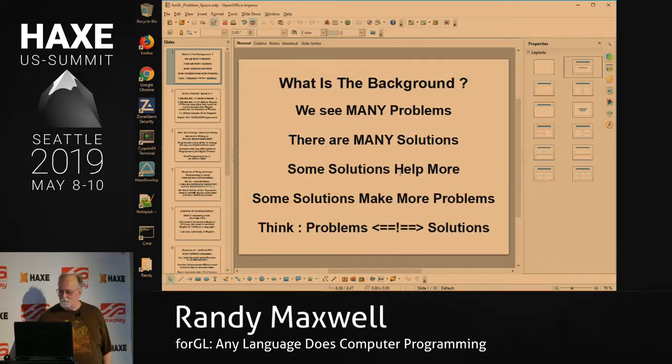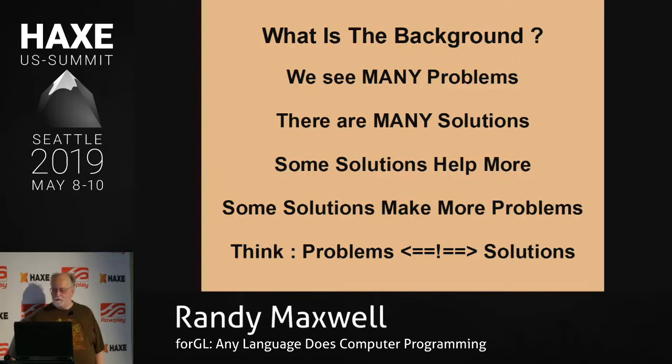Oh, okay, here we go. So F5. Okay. Now, if anybody can't read that, get a new pair of glasses. Okay, so what we're really after here is, I'm going to talk about the problem space before I get into the solution space that forGL tries to get into.